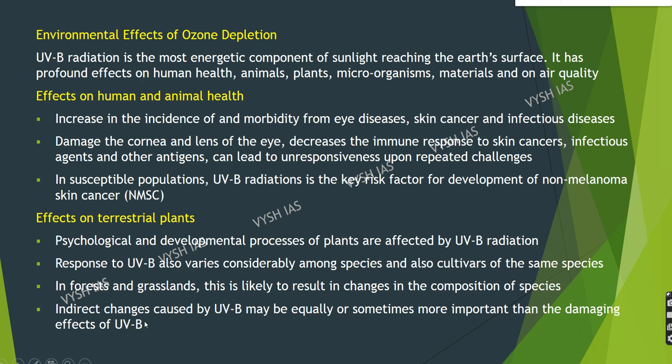Indirect changes caused by UVB, such as changes in plant form, biomass allocation, and various other factors like developmental phases, timing, metabolism, etc., may be equally or sometimes more important than the damaging effects of UVB radiation. That is, there is an indirect effect on terrestrial plants.